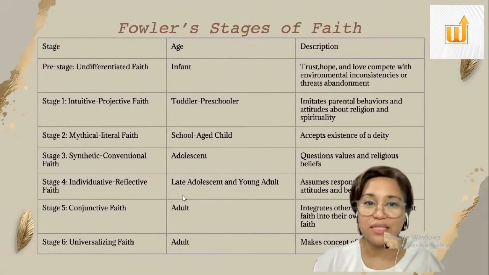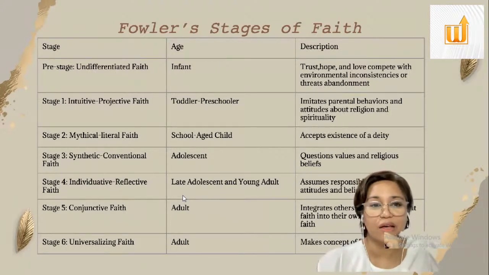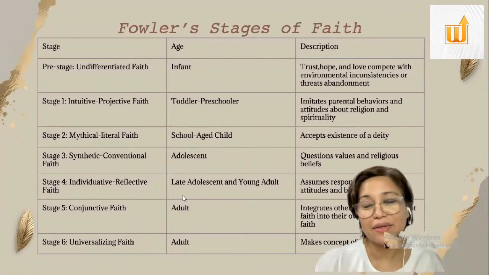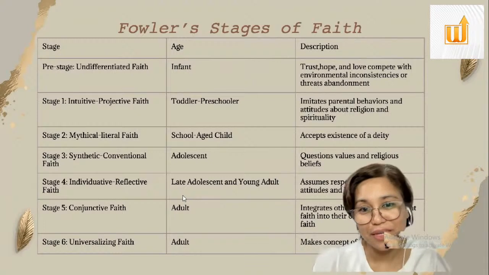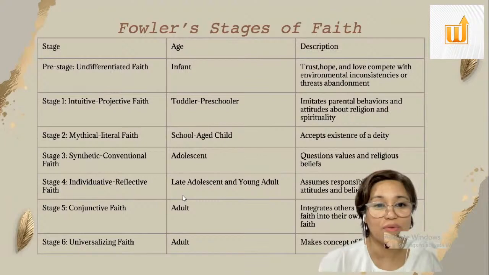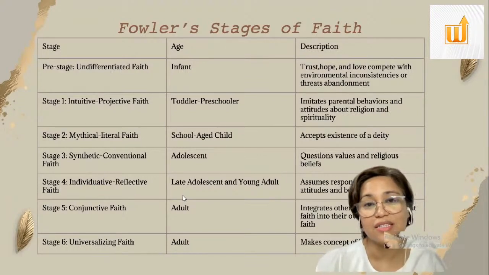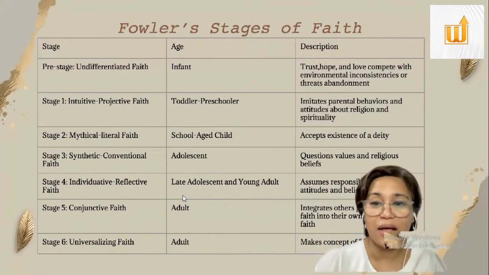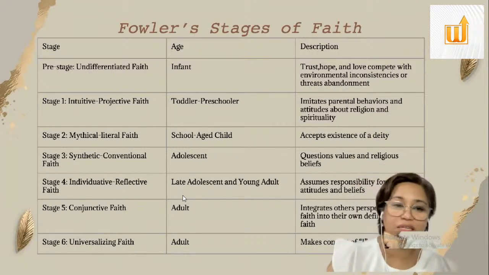And then we have Fowler's stages of faith. We have at pre-stage undifferentiated faith during infancy, because of course the infant shows trust, hope, and love, but also copes with fears about hunger and abandonment. That's the pre-stage. During stage one, we have intuitive and projective faith among toddlers and preschoolers. They just imitate their parents' or their caregivers' behaviors and beliefs about religion and spirituality.